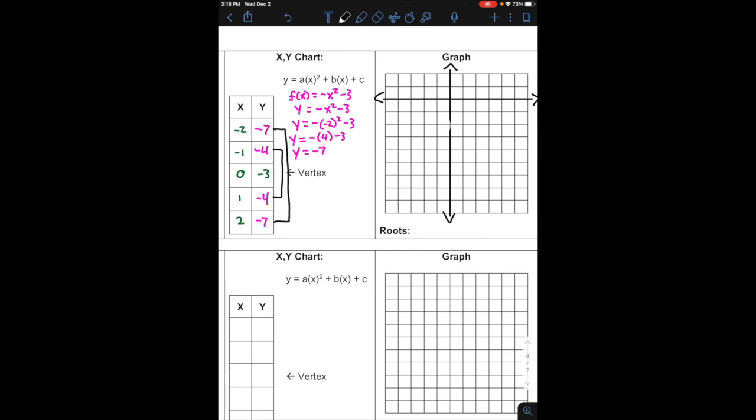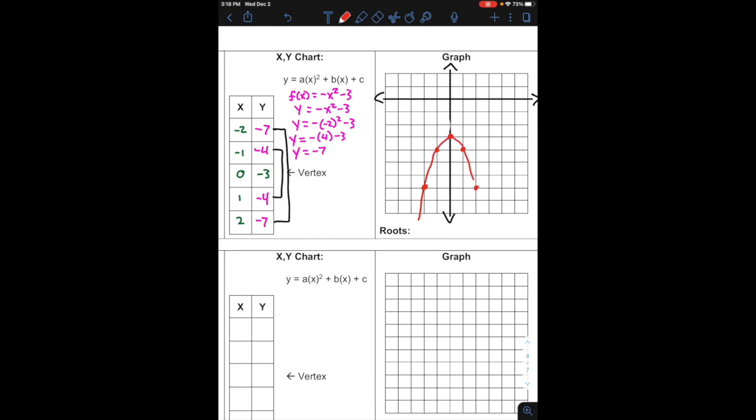First one being negative 2, negative 7. The next, negative 1, negative 4. 0, negative 3. 1, negative 4. And 2, negative 7. Notice the ordered pair 0, negative 3 is in fact our vertex, which we found before. We're going to trace the points as best we can.